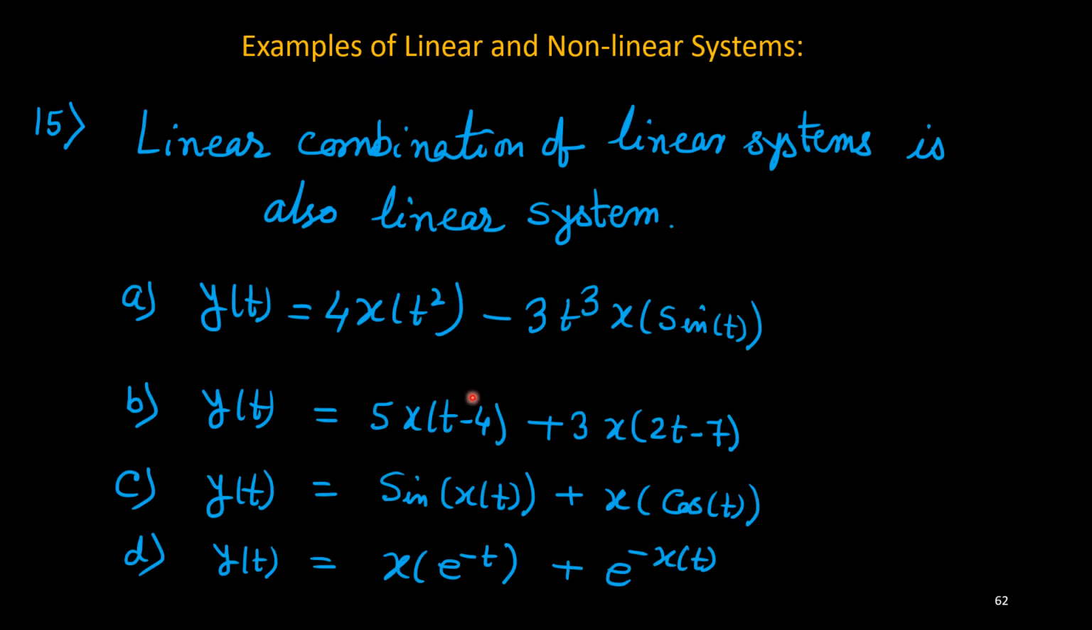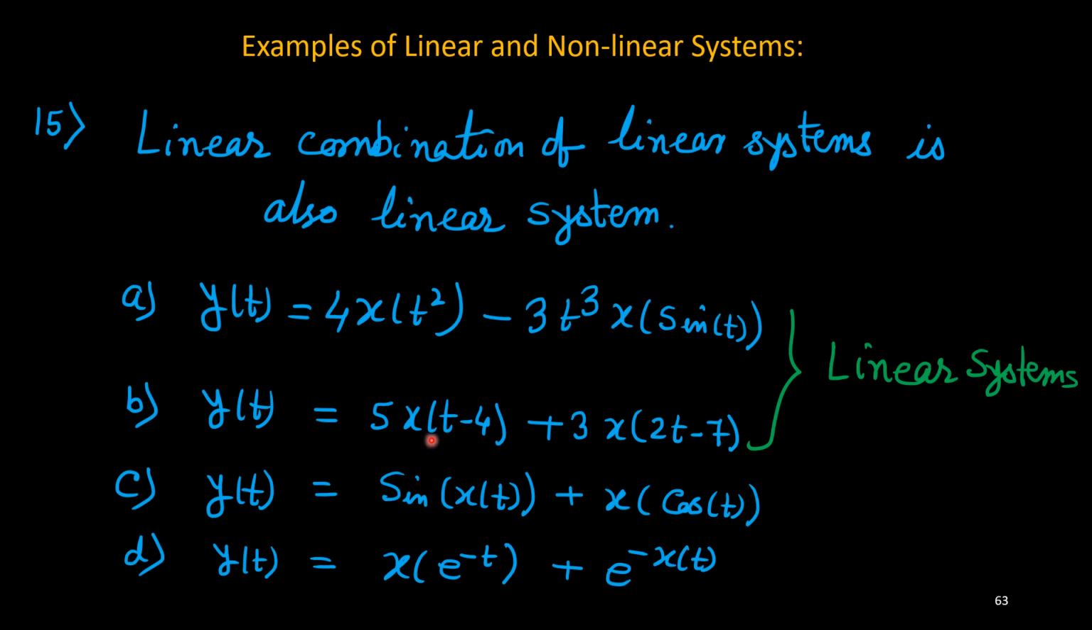So you see, we'll consider these 4 cases. First one, second, third, fourth. Now you see, the first two are linear systems. Why? Because this one is 4 times x of t squared. So here is a function of x only. It is fine. It is a linear system that I have said. Again, some function of time is multiplied here, t cubed, and x of some function of time. It's also fine. So this system is linear. This is linear. This is linear. So their combination is also linear.